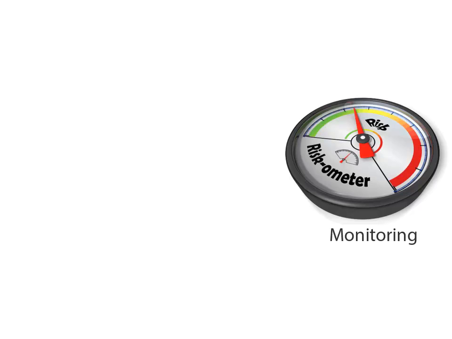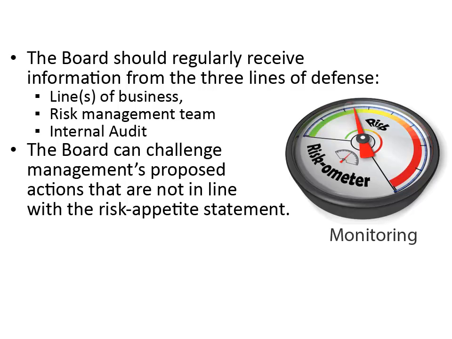Monitoring. The board should regularly receive information from the 3 lines of defense that include lines of business, its risk management team, and any internal audits. The board can challenge management's proposed actions that are not in line with the risk appetite statement. The information exchange, both from the board and back to management, serves as a check and balance for whether the framework is aligned with the business strategy, opportunities, the regulatory environment, and analyzed performance results.